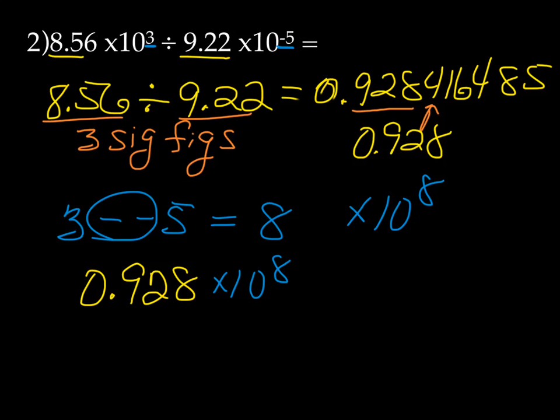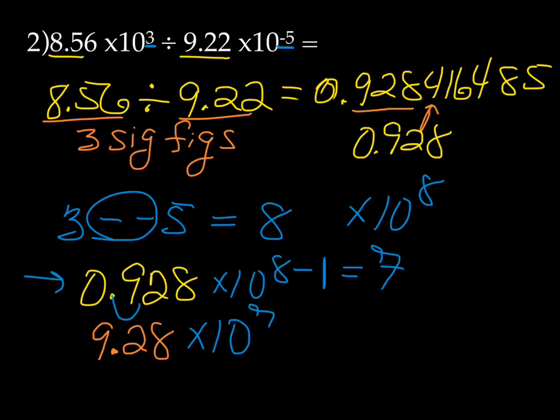And once again, this is not in appropriate scientific notation. So let's fix that. 0.928 should be written as 9.28. And we had to move the decimal 1 time. So our exponent's going to be 1. And 0.928 is a small number. It's less than 1. Small is negative. So our new exponent is times 10 to the 8th minus 1, which is to the 7th. So our final answer is going to be 9.28 times 10 to the 7th.